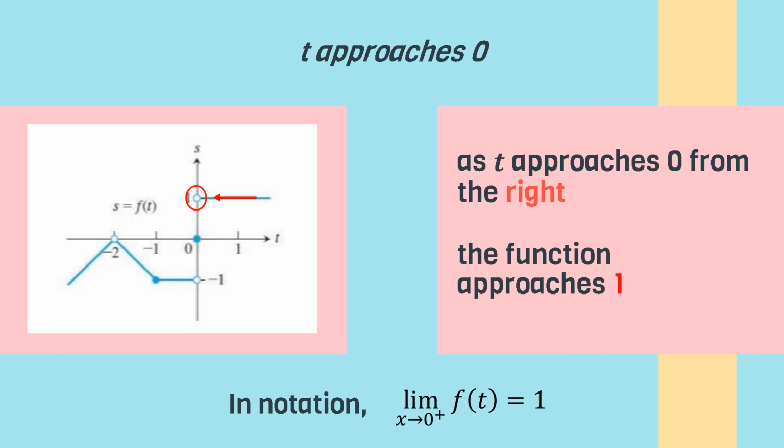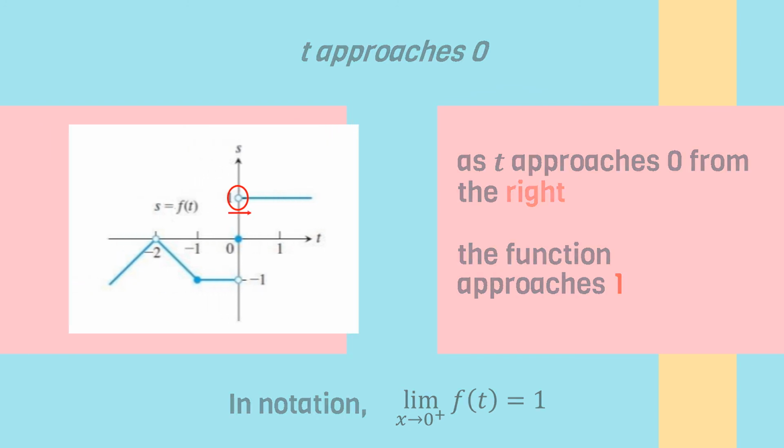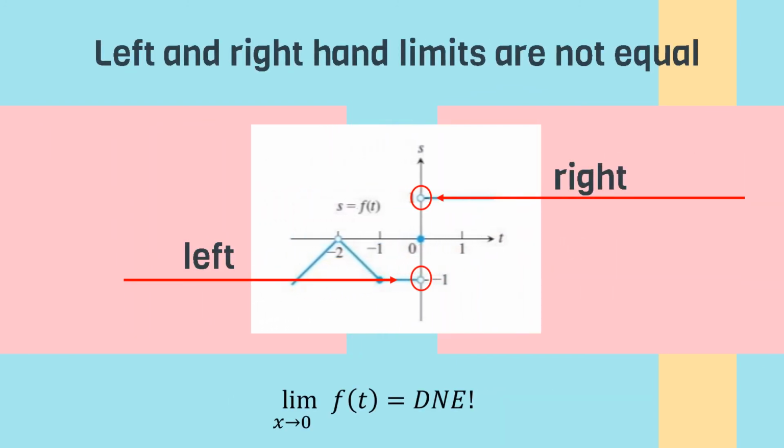equal to 1. Since the left and right hand limits do not converge, we say that the left hand limit is negative 1 while the right hand limit is 1. And since the two values are not equal, therefore, the limit does not exist. Expect more of these when we discuss the concept of continuity in the future.